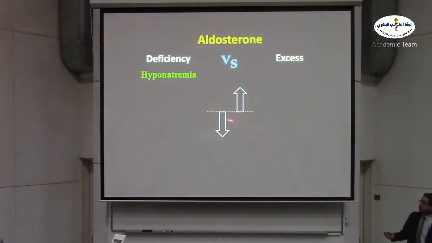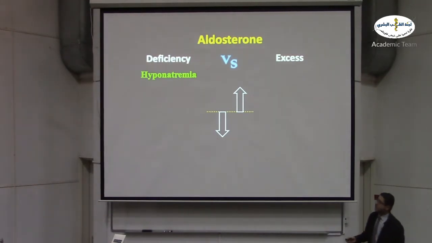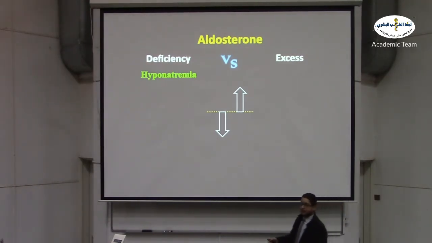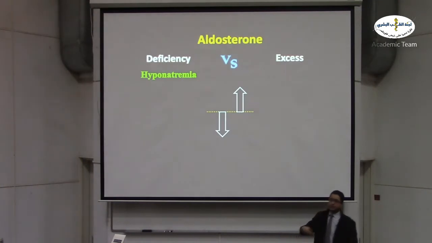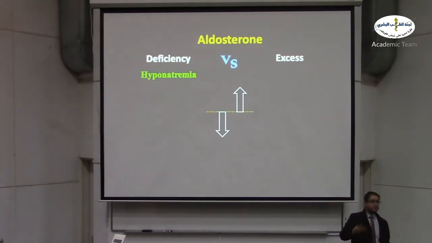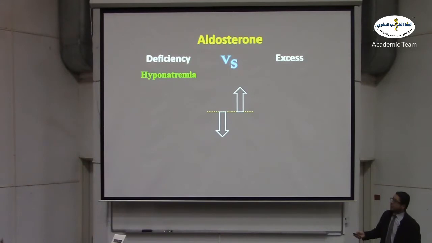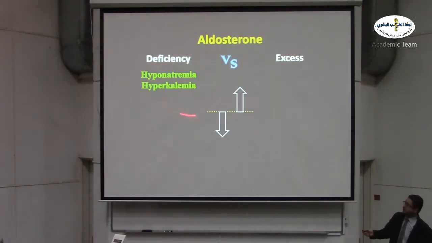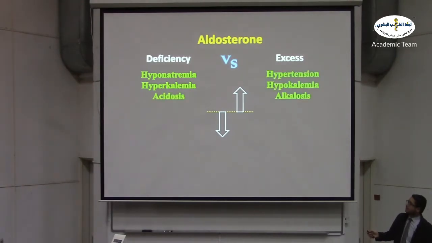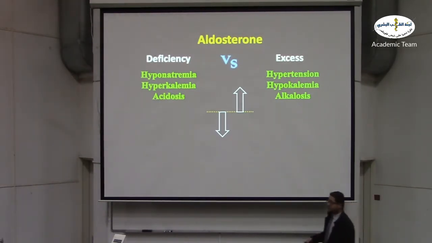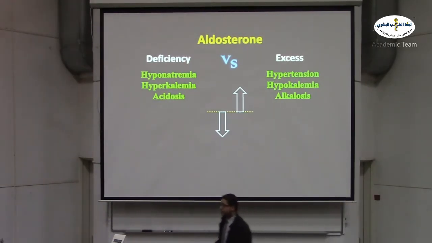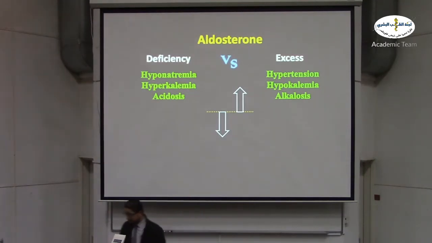بالديفيشنسي ستيتس اوف الدوستيرون, important thing إن رح يصير في عندكم إيش؟ هايبوناترين. تمام؟ deficiency معناته إحنا we are unable to have any kind of retention for sodium and water. ولكن الأهم من ذلك اللي هو إنه يحدث عندنا a hyperkalemia. تمام؟ أما بحالات ال excess, the most important thing اللي هي ال hypertension. في حالة any kind of excess for aldosterone, it means that we will have hypertension. Hypokalemia could be one of these manifestations.